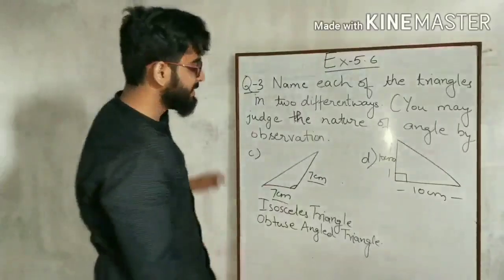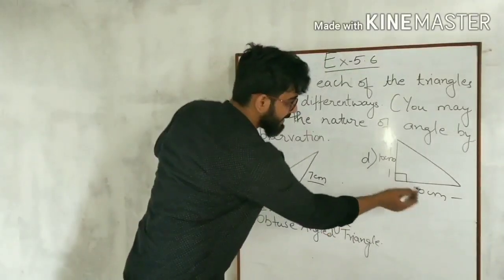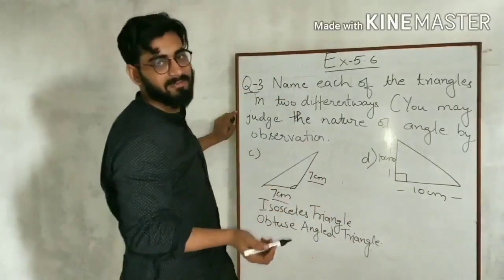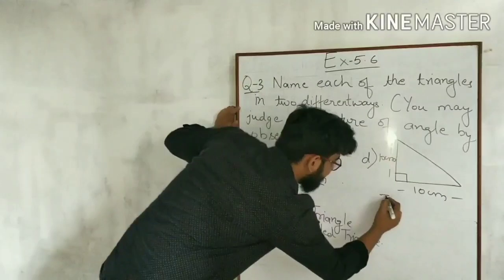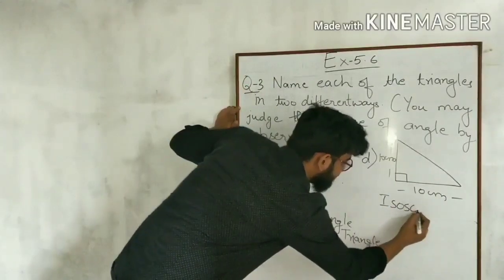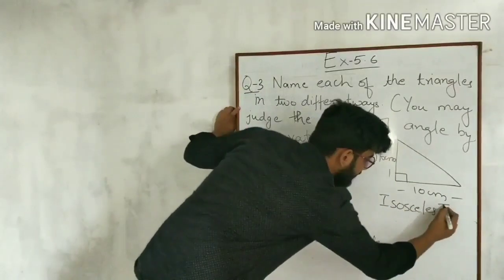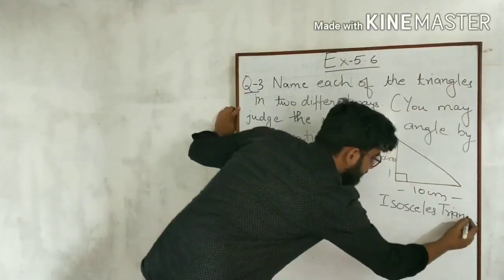Now moving towards D part. See, you can clearly see that here also two sides are of equal length, that is 10 centimeters each. Then this is also an isosceles triangle. Okay, why is it an isosceles triangle? Because two sides are of equal length.